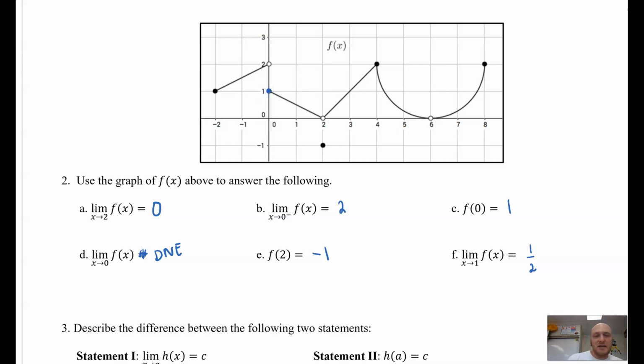D, the limit of f of x as x approaches 0, well, the left and the right don't meet. Left does not equal the right, so you can put left does not equal the right. E, f of 2. Well, the function value at 2 is -1. And the trickiest of all these, F, the limit of f of x as x approaches 1, is 1/2.